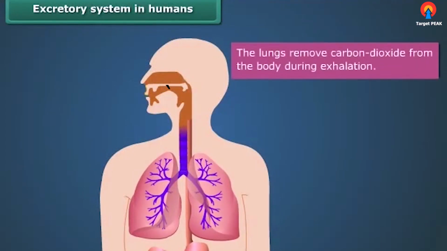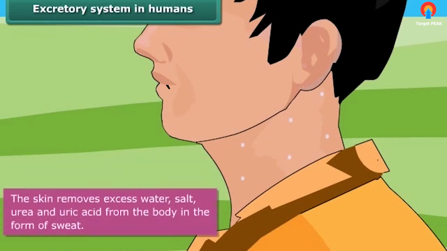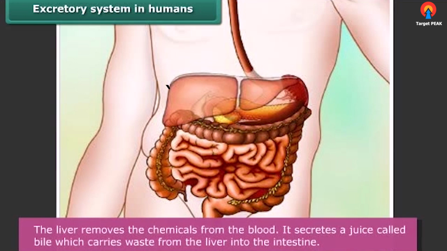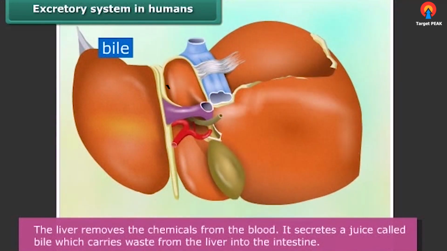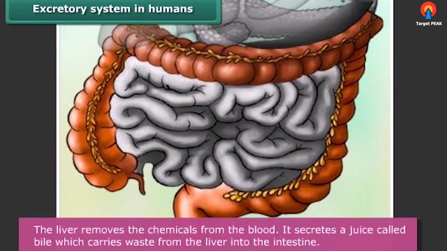The lungs remove carbon dioxide from the body during exhalation. The skin removes excess water, salt, urea, and uric acid from the body in the form of sweat. The liver removes the chemicals from the blood. It secretes a juice called bile, which carries waste from the liver into the intestine.